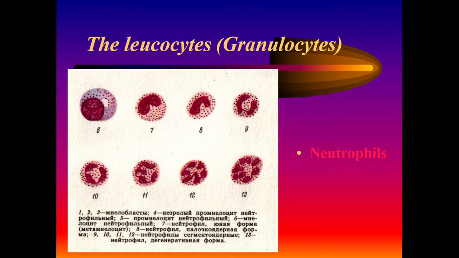You can see the parameters of neutrophils, granulocytes. There may be different variants of granulocytes: myeloblast, promyelocyte, neutrophil. The young forms are promyelocytes, metamyelocytes, and neutrophils. Different variants.